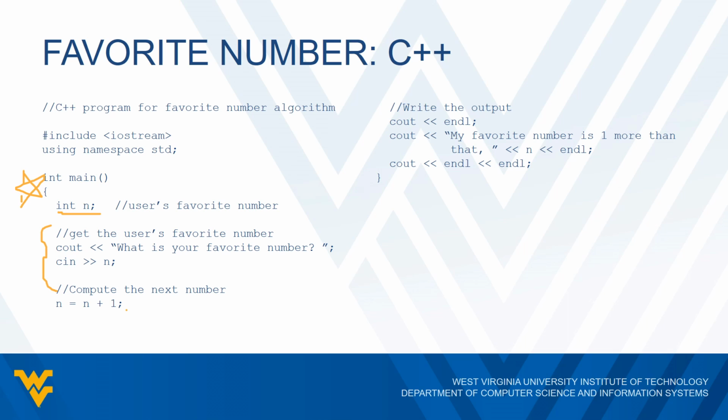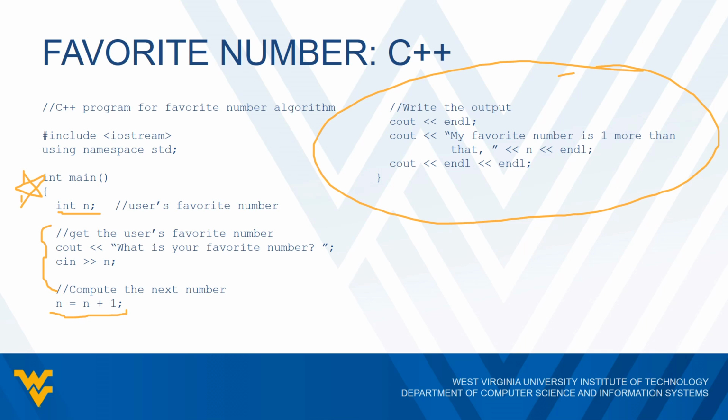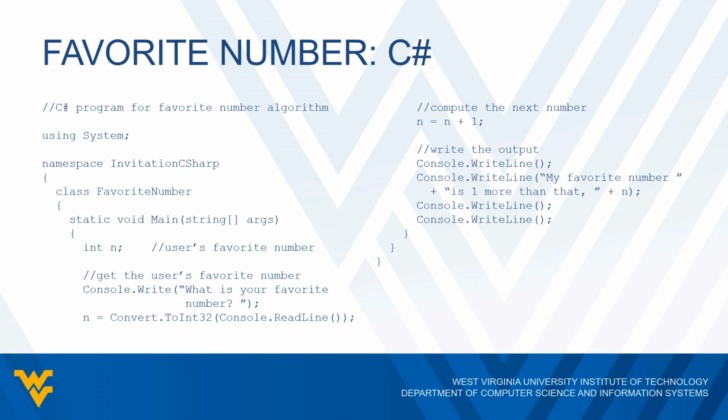The computation of n plus 1 is down here. And then this section over here will take care of the output. The endl part just means we're going to output a new line, so we're just going to print a new line, and then the next thing will start on a different line. But we're going to output that my favorite number is one more than that, and it prints out the new value of n.